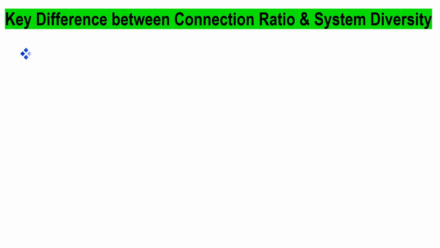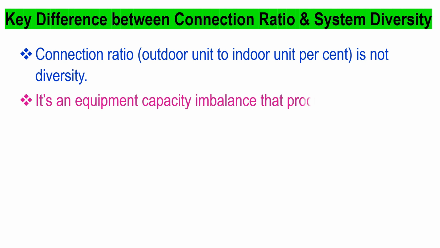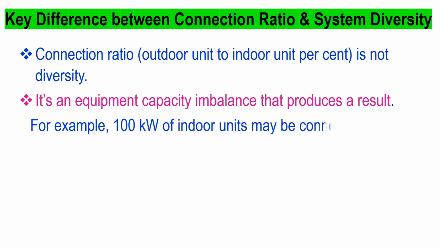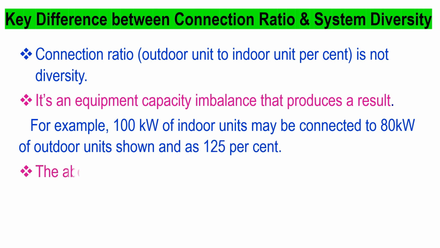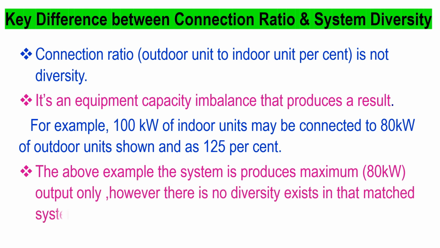Key difference between connection ratio and system diversity. Connection ratio is the outdoor unit to indoor unit percentage, and it is not diversity. It's an equipment capacity imbalance that produces a result. For example, 100 kilowatts of indoor units may be connected to 80 kilowatts of outdoor units, shown as 125%. In the above example, the system produces a maximum of 80 kilowatts output only. However, no diversity exists in that matched system with a 125% connection ratio.